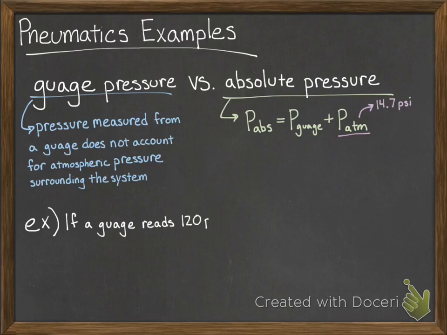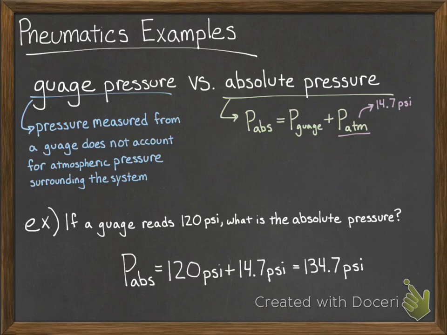So here's a question here. If a gauge reads 120 psi, what is the absolute pressure? All we do is add 14.7 psi to get 134.7 psi, and that is our absolute pressure.